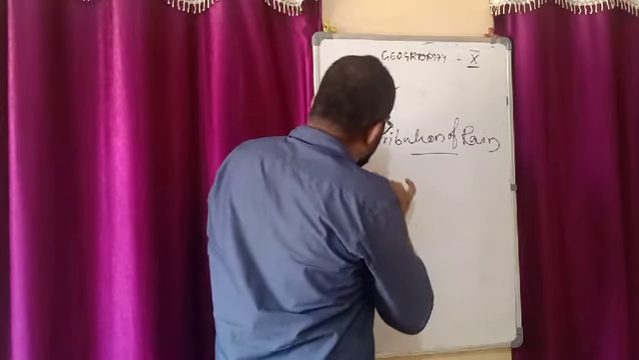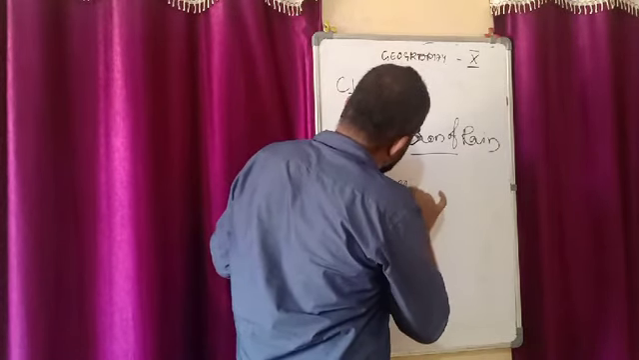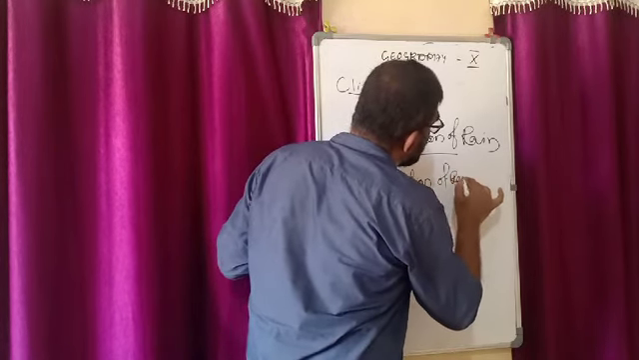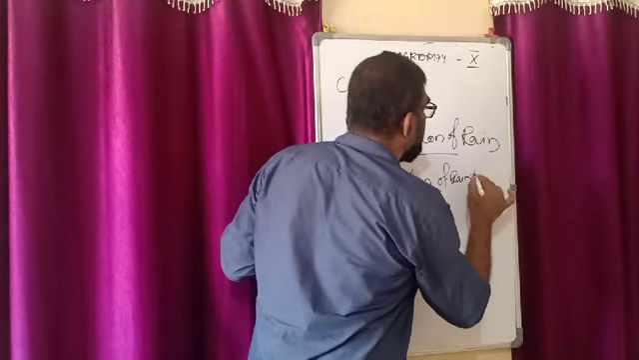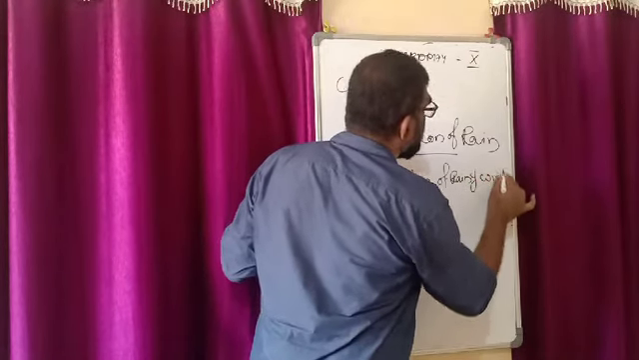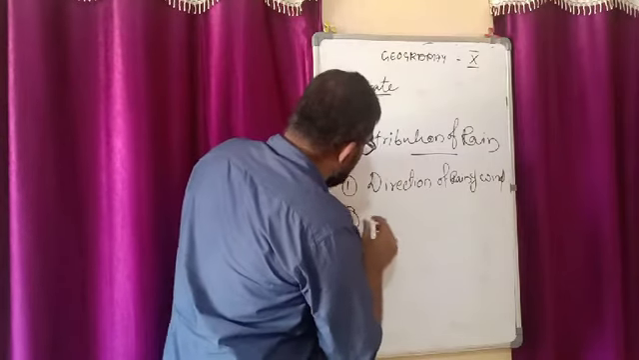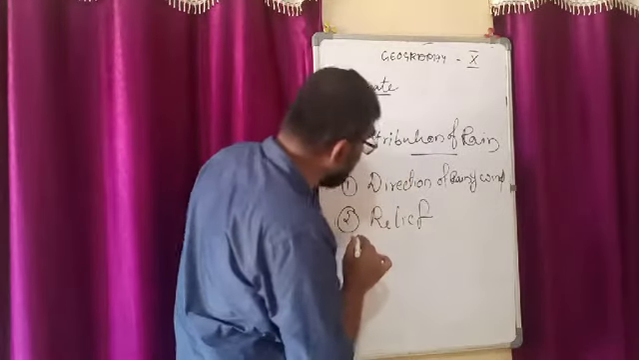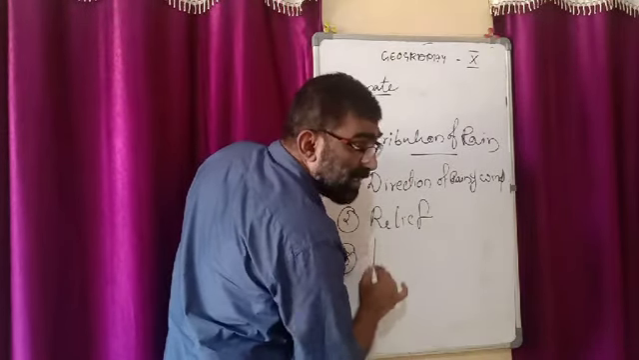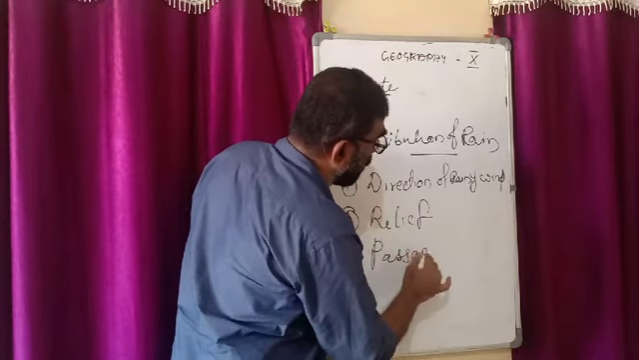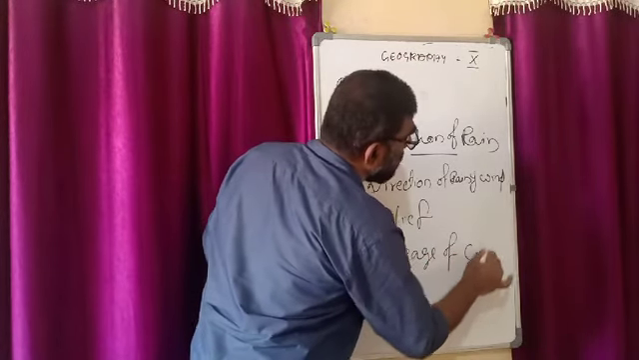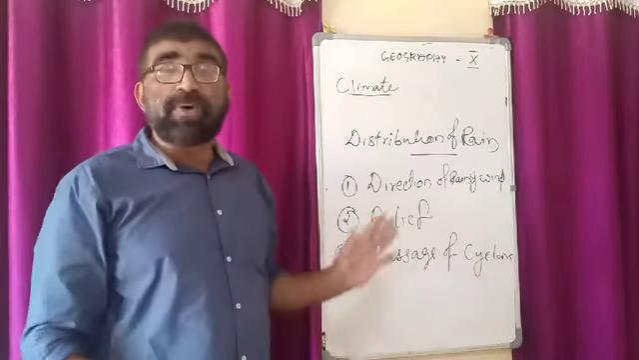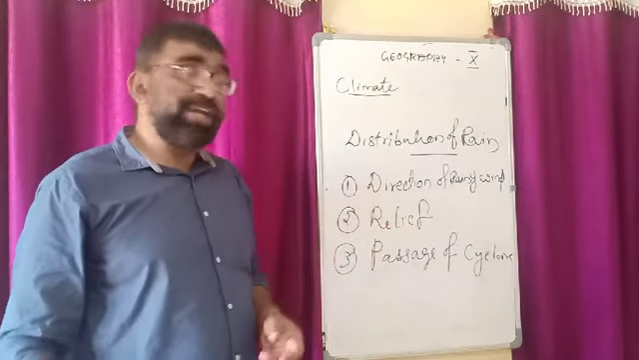The first is the direction of the moisture bearing winds, the direction of rain bearing winds, moisture laden winds. Then relief factors, the presence of relief, and the third factor is the passage of cyclones. So these three different factors determine the distribution of rainfall in our country.